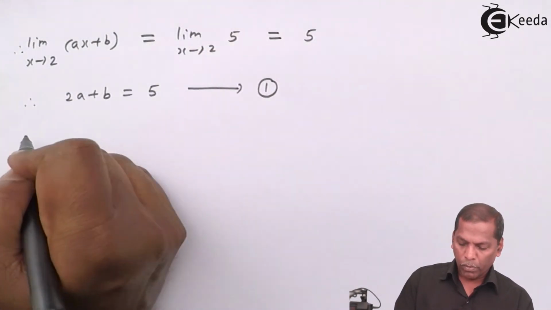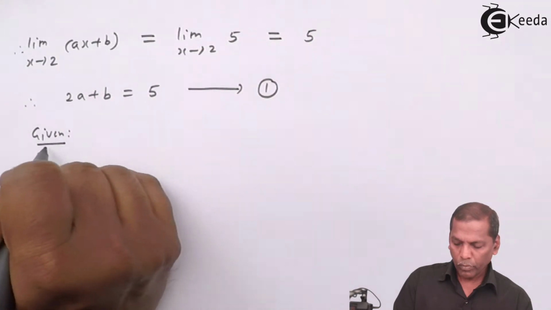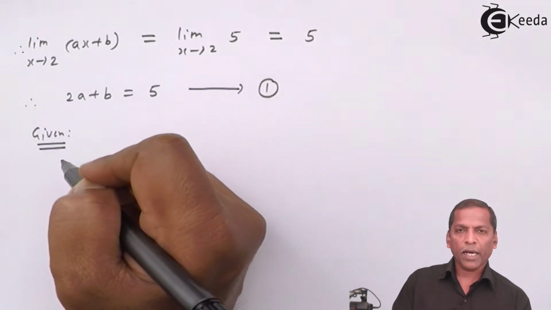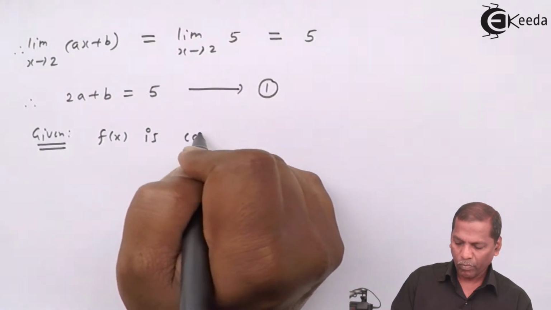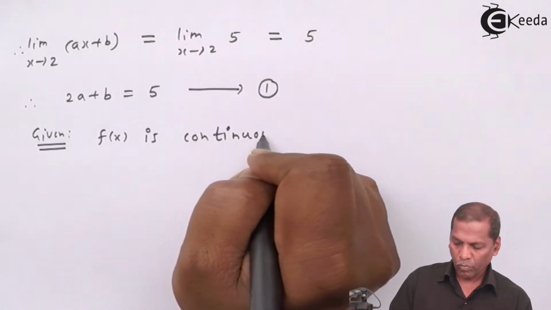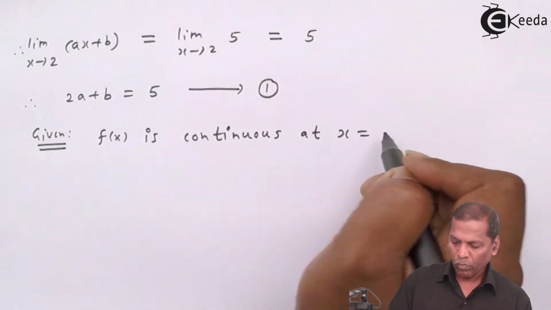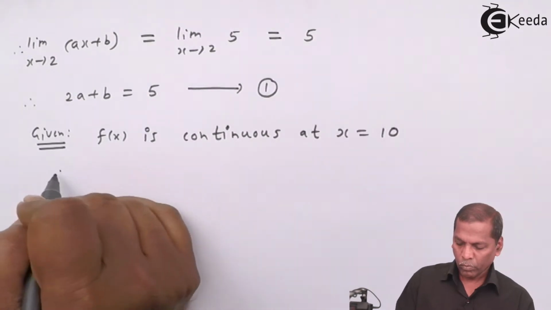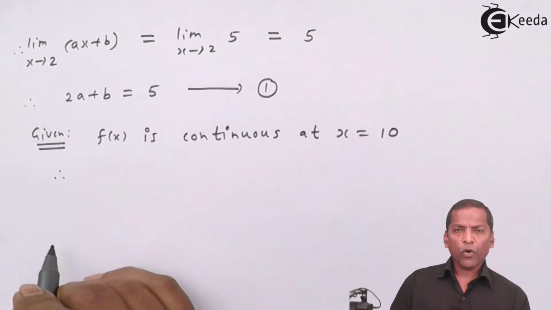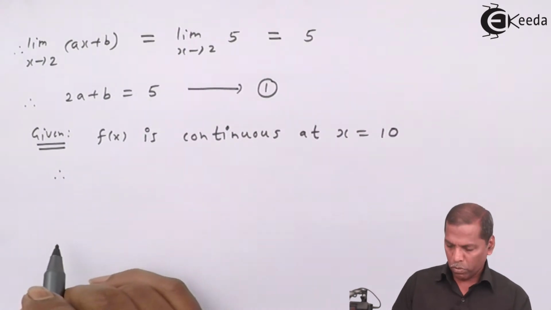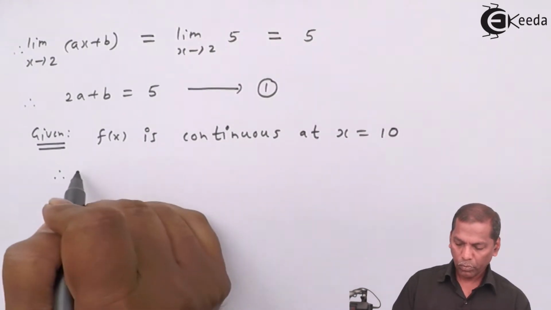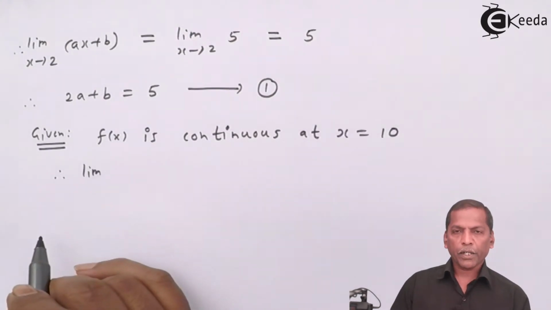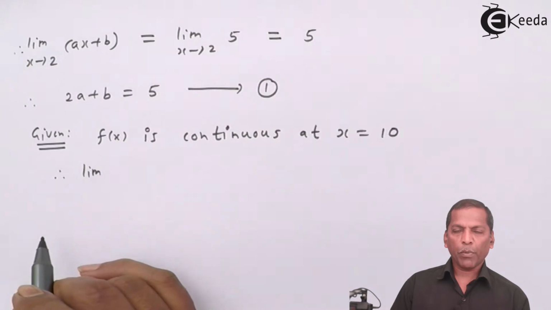Now use the given that f of x is continuous at x equal to 10. Therefore, by the definition of continuity, we have limit x tends to 10 plus f x is equal to limit x tends to 10 minus f x is equal to f of 10.